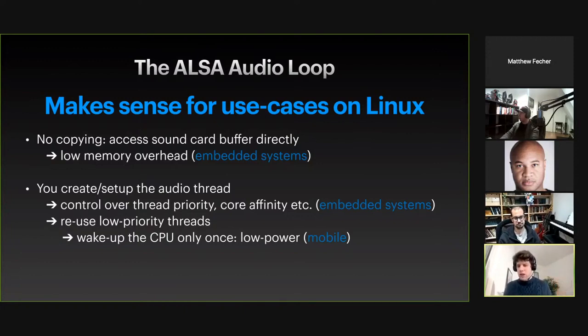So you really want to spend a lot of time tuning your algorithm so that you can afford to have a cheap CPU. And some of the things you want to tune are, for example, on which core the audio thread will run, what the thread priority is, and you want to reduce the number of threads you actually have. And this is super important on low power devices, on mobile.